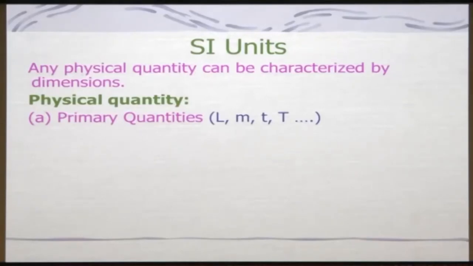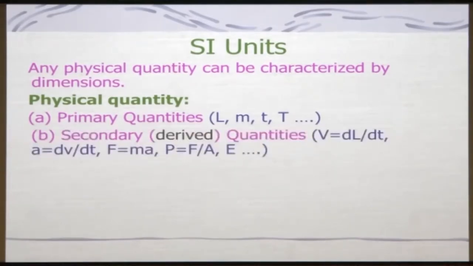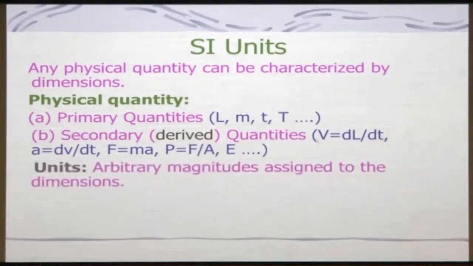And physical quantities can be divided into two categories. One is primary quantities, like length, mass, time, temperature, and similarly you can have derived quantities like velocity and acceleration, right. Velocity is basically change in displacement with respect to time, and acceleration is change in velocity with respect to time, and force, and pressure, which is force per unit area, and other things like energy. So, whenever an arbitrary magnitude is assigned to a dimension, we get the units.